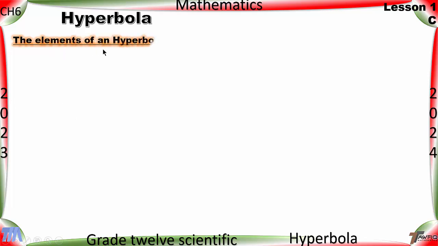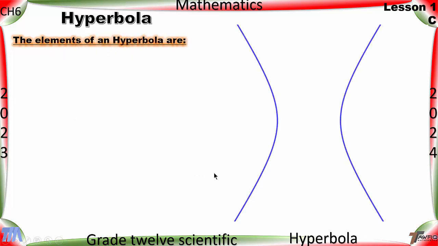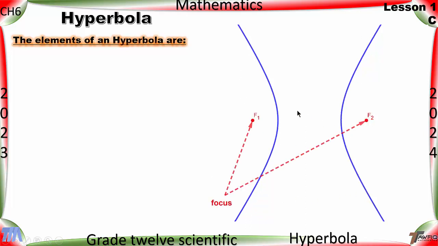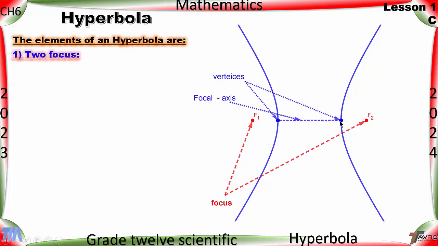The elements of a hyperbola are, if this one is a hyperbola, we have two foci, F1 and F2. And the line drawn from F1 to F2 cuts the hyperbola at two points. These two points are called vertices, and the segment between these two vertices is called the focal axis.